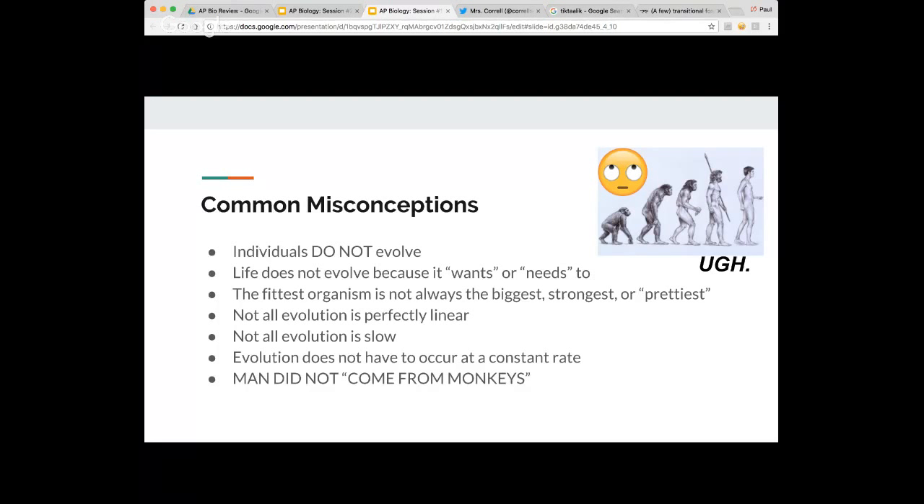Not all evolution is slow. I've actually got a slide about that coming up. And evolution does not have to occur at a constant rate. It can be all over the place. It can go in little bursts, and nothing can happen for a really long time.